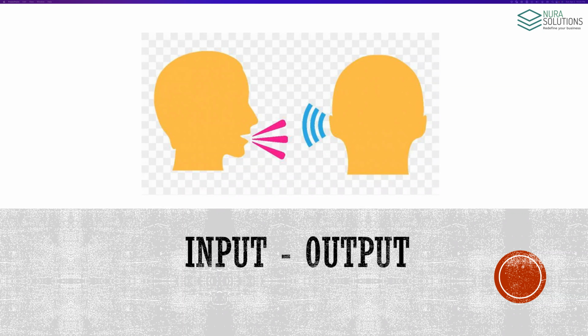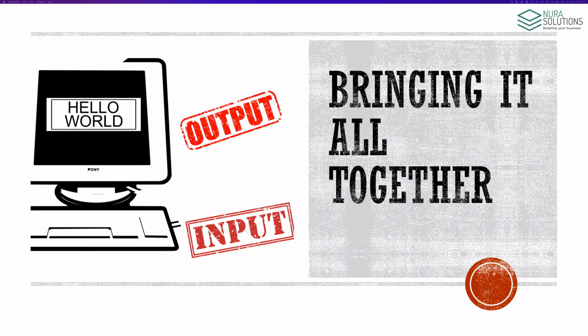So now we know that communication consists of two parts, the input and the output. Similarly, communication with the computer also consists of two parts, the input and the output. For the Hello World program, for example, we want to tell the computer to display Hello World on the screen. So the output is clear. We need to see the computer displaying Hello World on the screen.